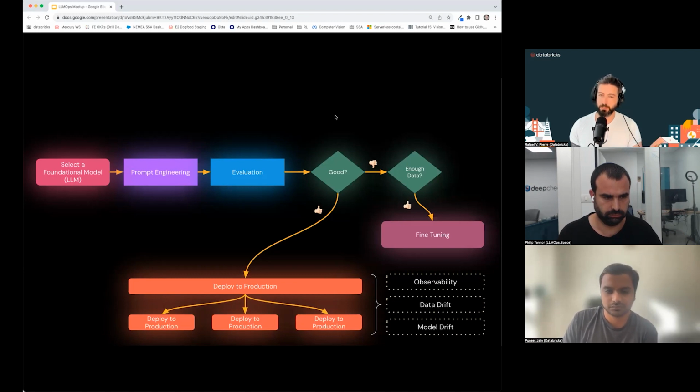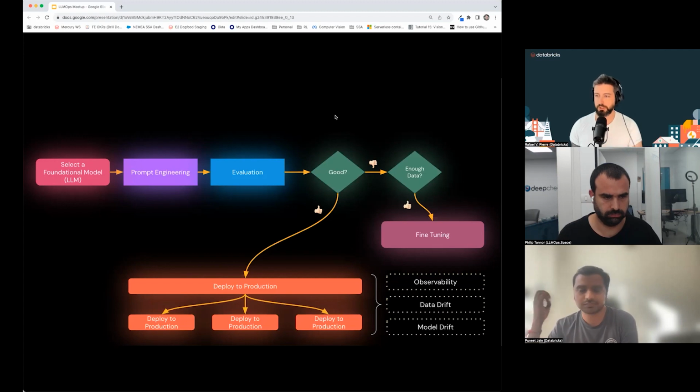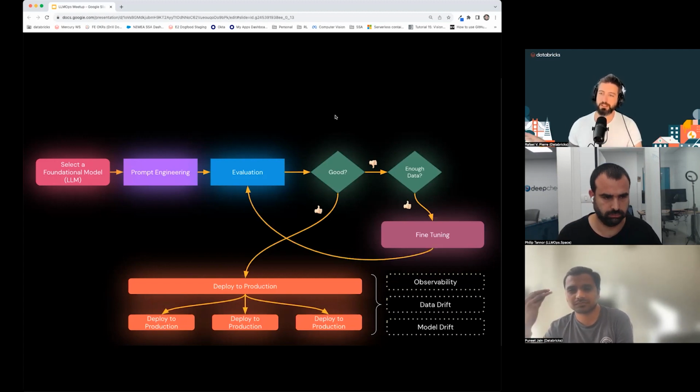Some of the proprietary models can also be fine tuned. For example, ChatGPT and GPT 3.5 and 4. The next natural step is fine tuning. Does it end there? No. We need to evaluate, make sure that the results that we got after fine tuning are good.